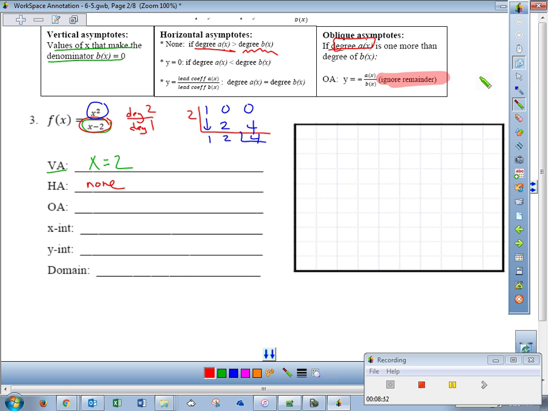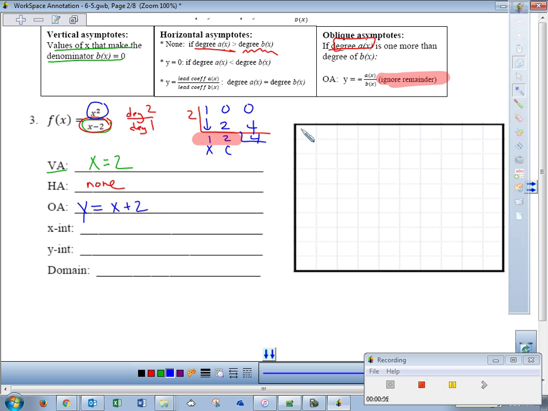The rule says, ignore the remainder. Nobody cares about your remainder. Your oblique asymptote is right here. You just need to translate that. It was a second degree in the first place. Won't this now be a first degree? So this is really where your x's are at, and these are your constants. Your oblique asymptote will be at y equals x plus 2. 1x plus 2. Right? You've got 1x plus 2. Rock and roll? And like I said, we'll do more of those. It's just weird at first. So, we had a vertical asymptote, we had no horizontal asymptote, and we did have an oblique asymptote.